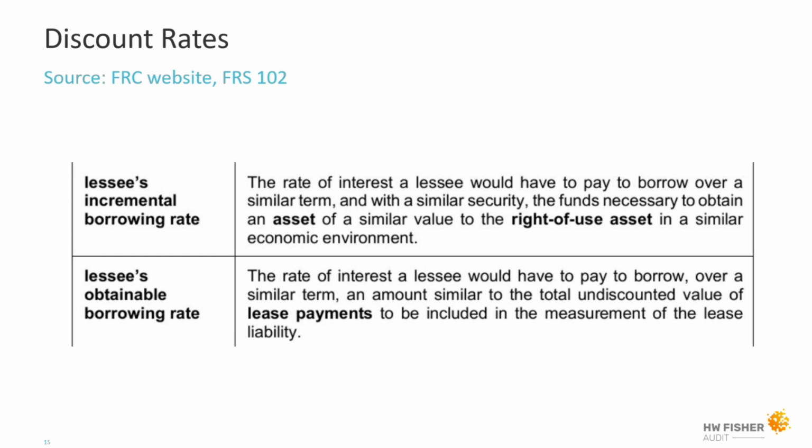It brings into play the amount the lessee could and would have to borrow over a similar term with a similar security. So it brings in the idea of potentially having security over that asset, which might mean a slightly reduced interest rate. It's about what you could borrow with a similar security for the funds to obtain that asset, or a similar right of use asset in a similar economic environment.